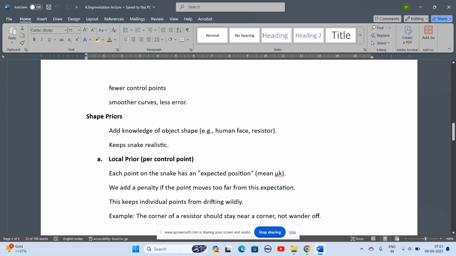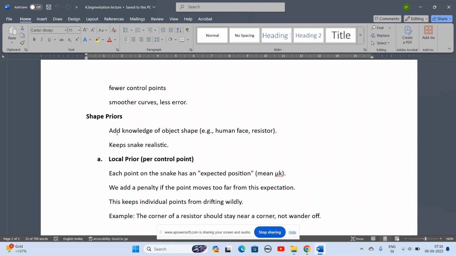Shape priors means I can add knowledge about the object shape. The computer doesn't know the name of the image. So if you feed a tree image to the computer beforehand, and then you try to find the segment of the tree, it will have some idea about the shape of the tree, so it can follow the shape of the tree, not exactly but approximately.